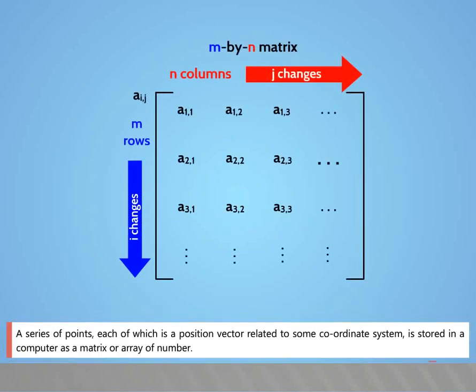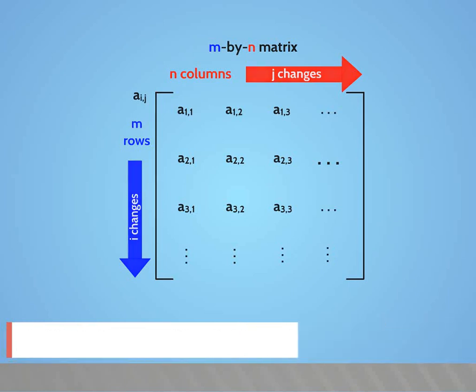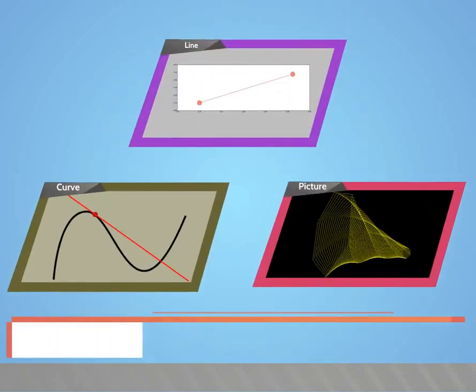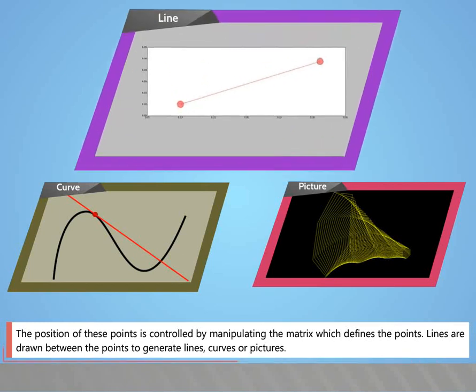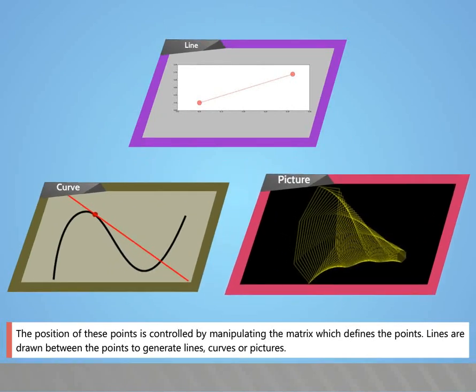A series of points, each of which is a position vector related to some coordinate system, is stored in a computer as a matrix or array of numbers. The position of these points is controlled by manipulating the matrix which defines the points. Lines are drawn between the points to generate lines, curves, or pictures.